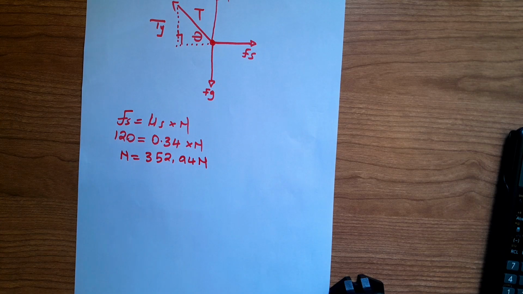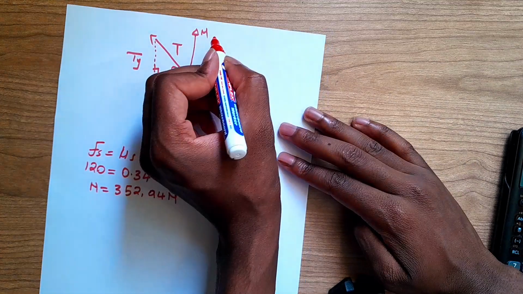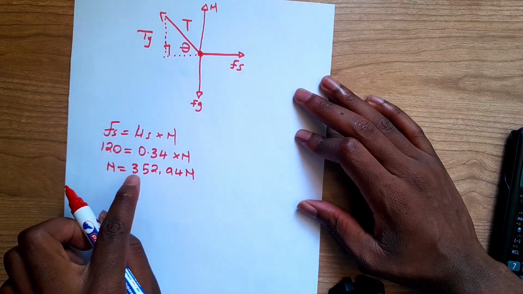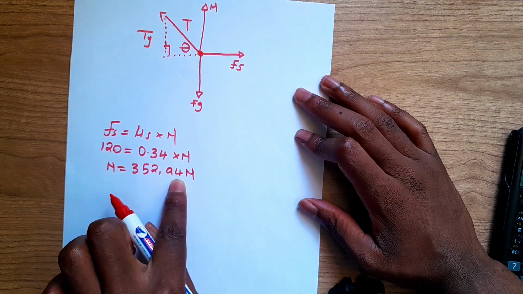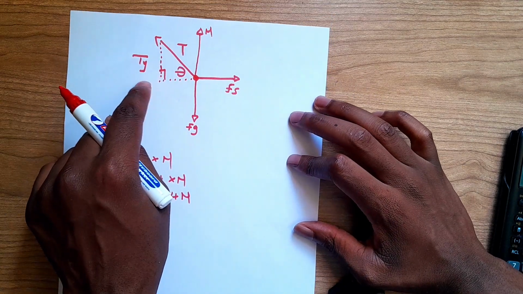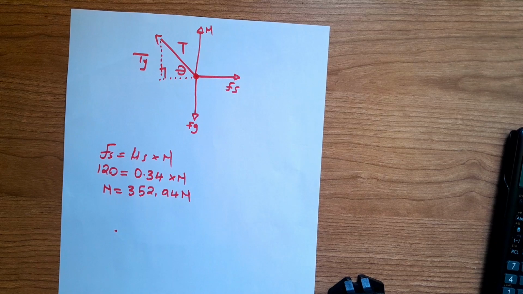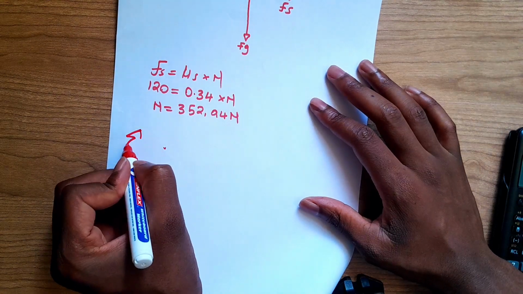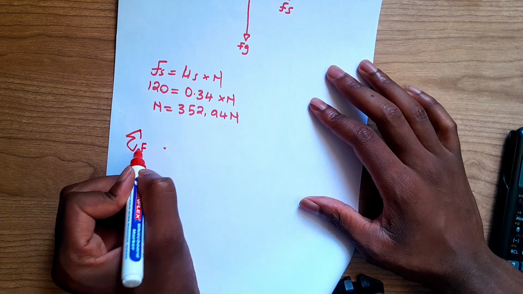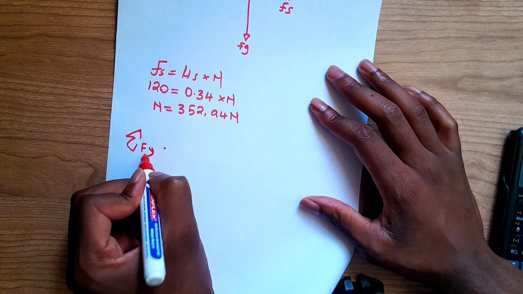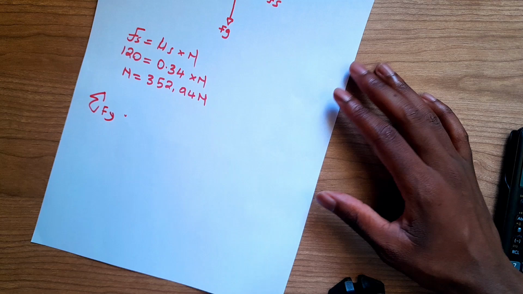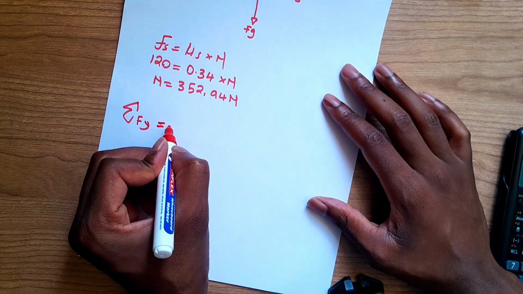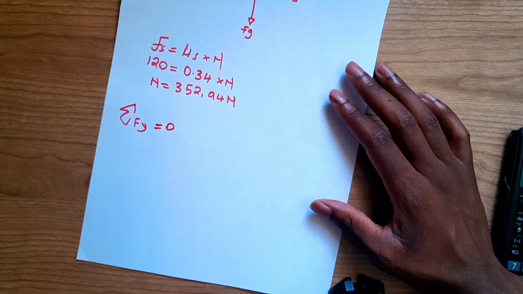right? So what do I know? I now know the value of the normal force, that it is 352.94 newtons. And they want me to find this Ty. Okay, let me look at the sum of the forces in the Y component. Because this thing is not moving, we know it is going to equal 0, right?